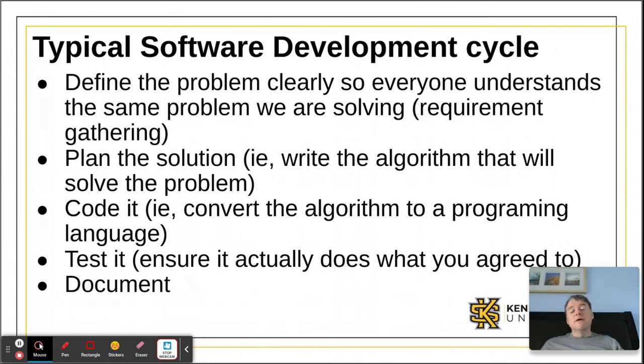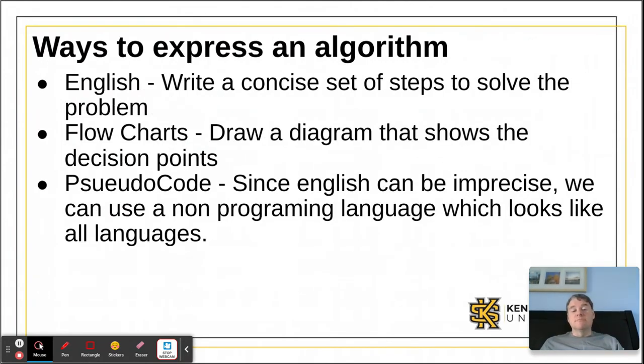But over time, those people change. You'll have people who leave the company, you'll have other people who come to the company. And so being able to hand information from one team to another, or from one person to another as they transition into a new role, means that you have to have documentation. So documenting what you're doing is an important step in typical software development. So we had planning, deciding what it is that we're going to do, writing the algorithm, coding it, testing it, and then documenting what you did.